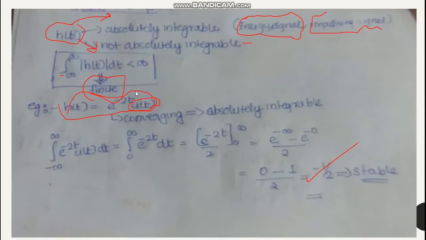Also, by looking at this signal, you can say that this is a converging signal, so it will be absolutely integrable. That means the system is a stable system. So by this criteria, that is, the integral from minus infinity to infinity of mod h(t) dt, if that integral is finite, then you can say our system is stable.